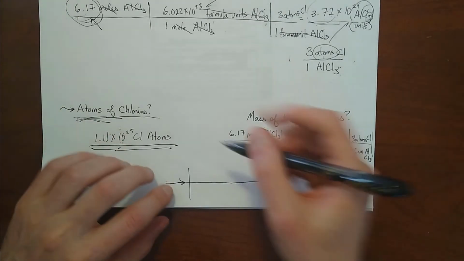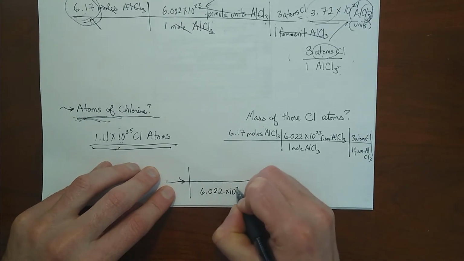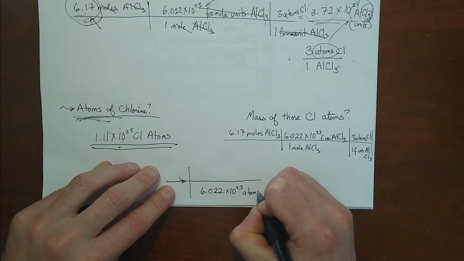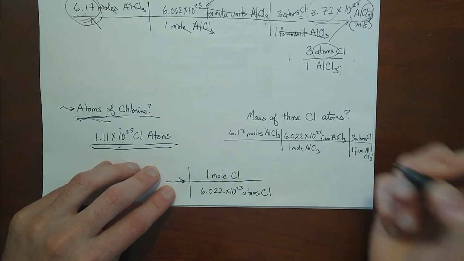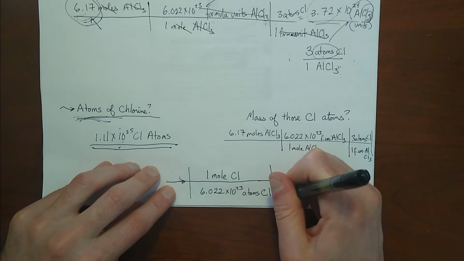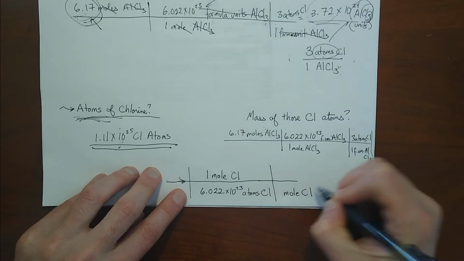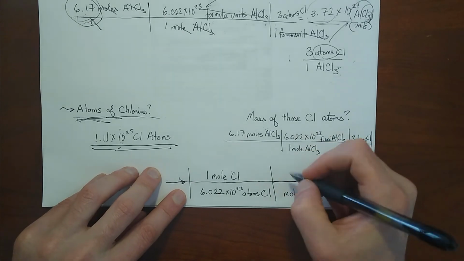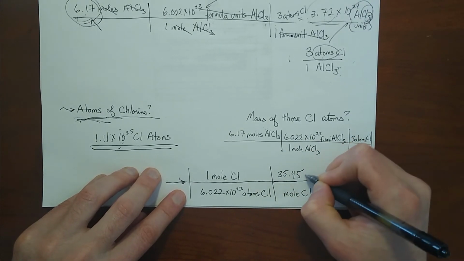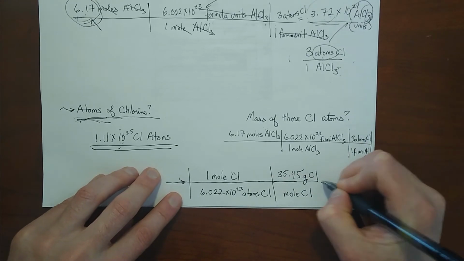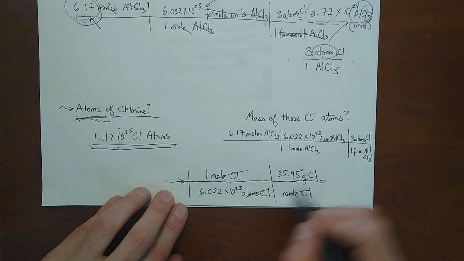And in 6.022 times 10 to the 23rd atoms of chlorine, that gives me 1 mole of chlorine. And then the molar mass for chlorine, in 1 mole of chlorine, there are 35.45 grams of chlorine. Again, we get this from the periodic table, from the atomic mass. Okay, these units all will cancel.